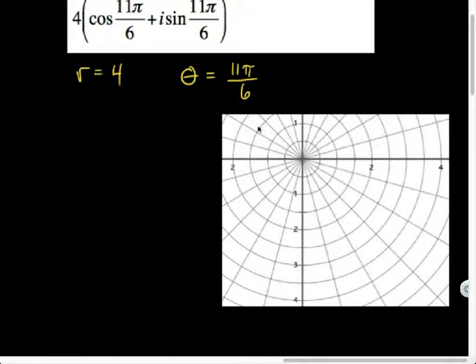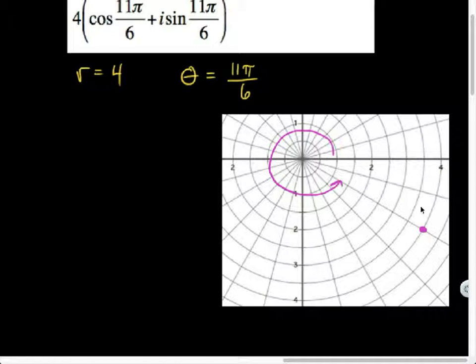11 pi over 6 is the same as a negative 30 degree angle, in case you didn't know. That's 330 degrees. Pi over 6 is 30 degrees, and then 11 of them. Yeah, it's like that. So there we go. We've wrapped all the way around like this, and it is 4 units out. Here's my imaginary number currently in polar form.